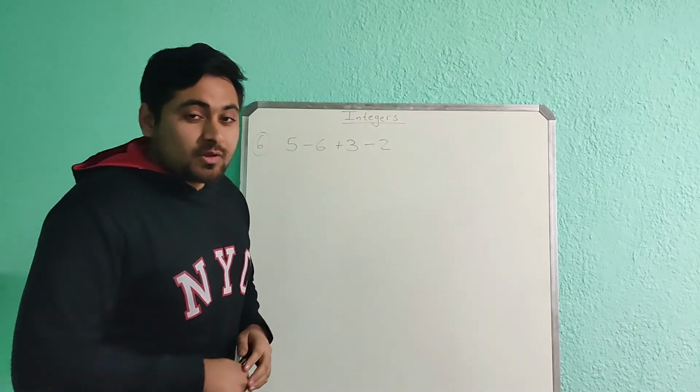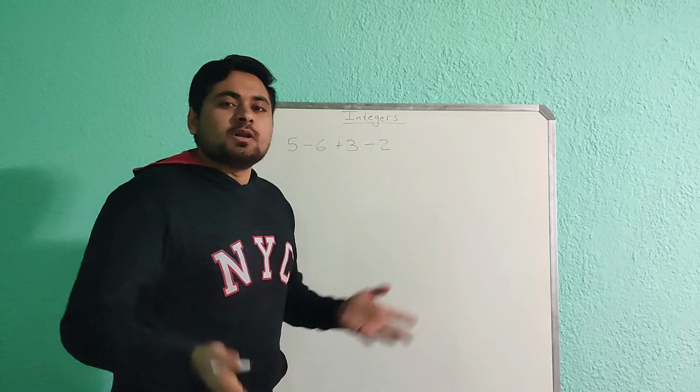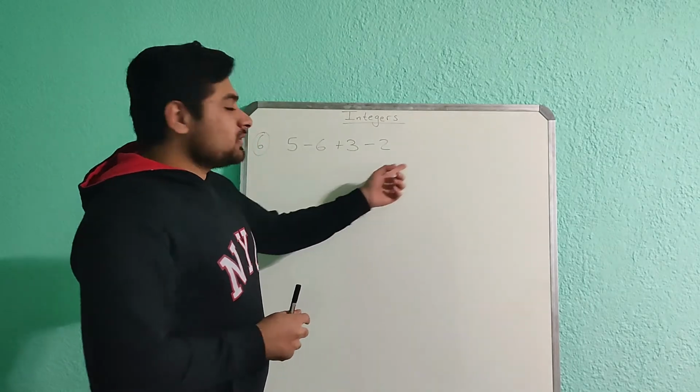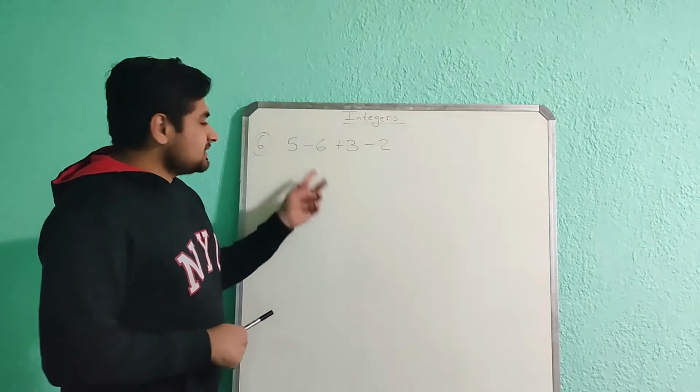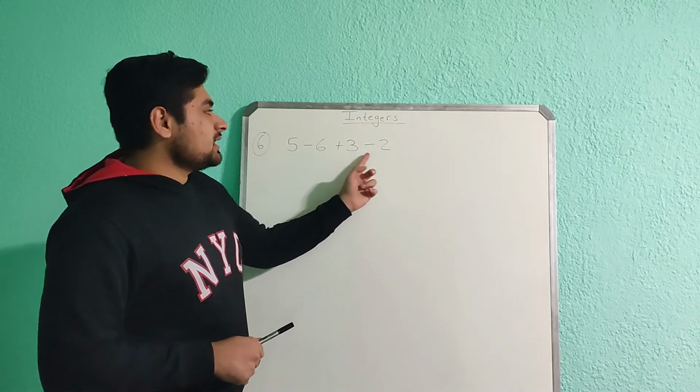Now that we have gone through the easy ones and we know our rules, let's move on to the difficult ones. As you can see, number 6 says 5 minus 6 plus 3 minus 2.